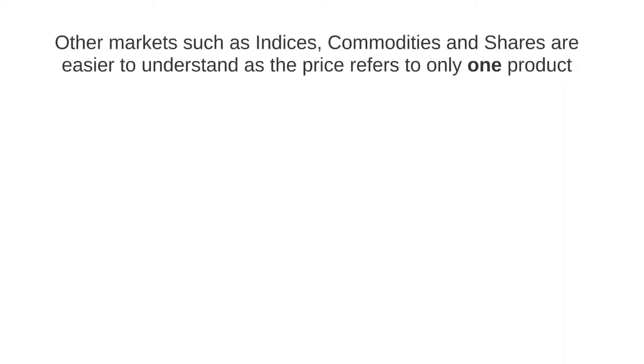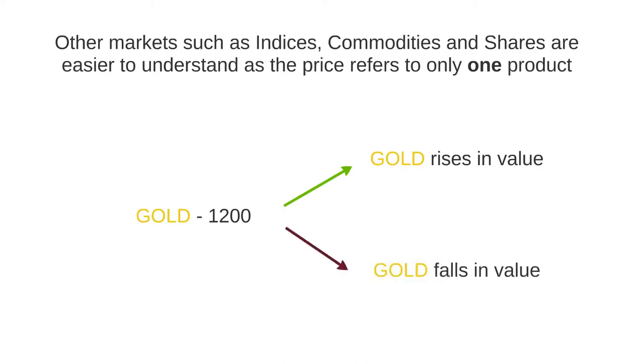Understanding the price of other markets such as indices, commodities or shares is easier to grasp as the price is specific to only one product rather than a pair. Take the gold market for example. If the price quoted is 1200, then that's all you need to know. If the price moves up, then gold has gone up in value, and if the price drops, then gold has fallen in value.